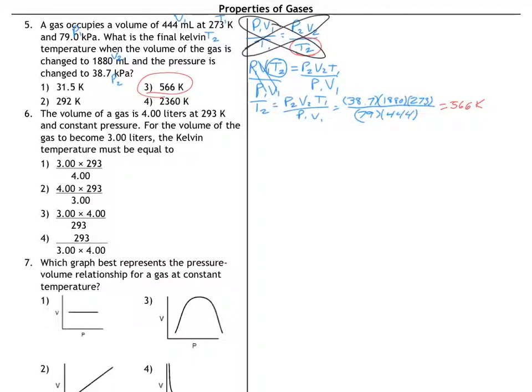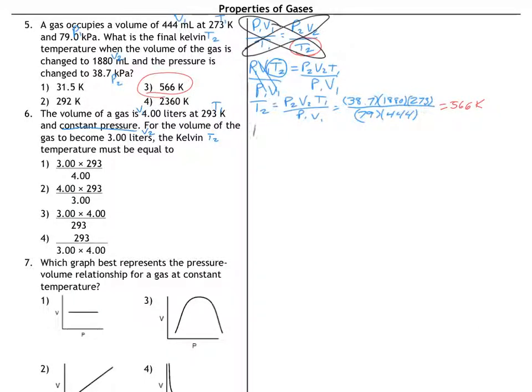Let's do number 6. It says the volume of a gas is 4 liters, so that's going to be my value for V1 at 293 K. There's T1 and constant pressure. So that means that we'll be able to drop pressure out of the equation. For the volume of the gas to become 3 liters, that's going to be my V2 value. The Kelvin temperature must be equal to. So we're looking for T2.